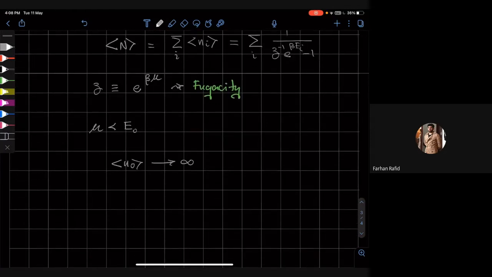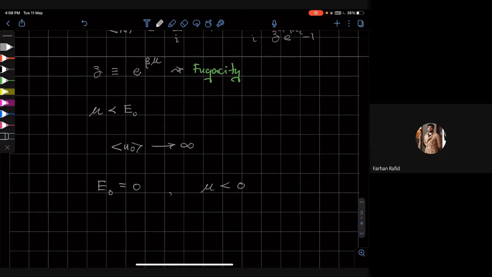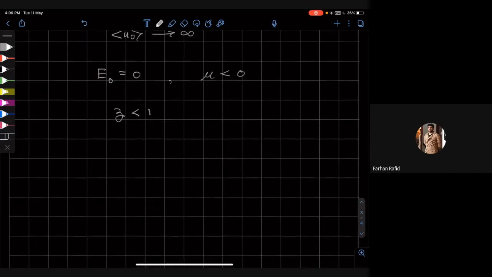And we can choose to count our energy levels in such a way that we can set E naught to be 0. If that is the case, then the chemical potential for the boson must always be negative. Okay, so what does that mean for the fugacity? That means that the upper limit of fugacity is going to be 1, right? So with that in mind, let's go and calculate what N is for a Bose gas.